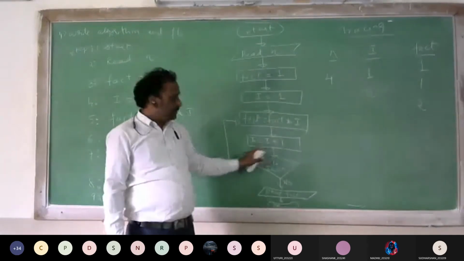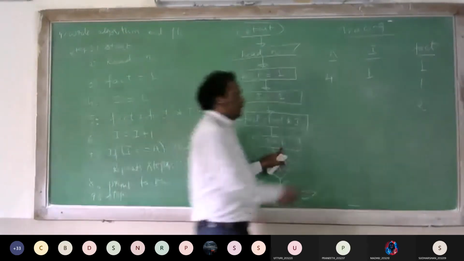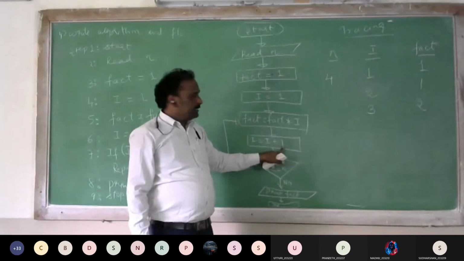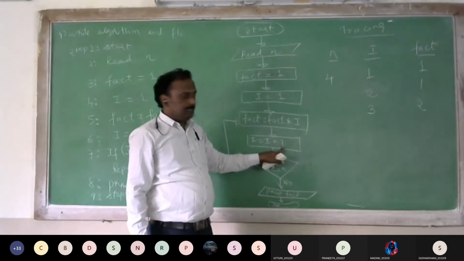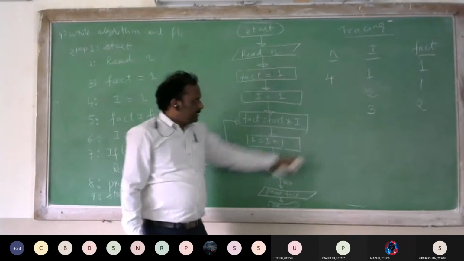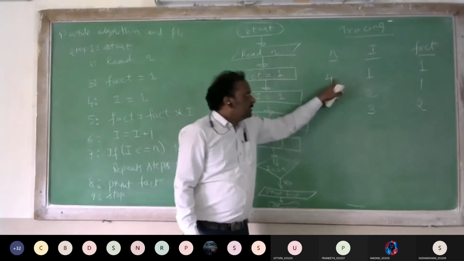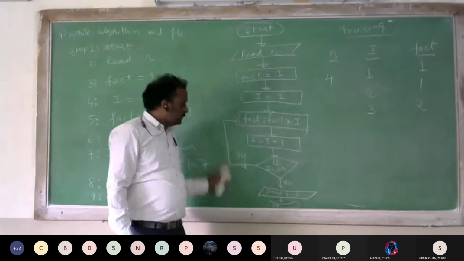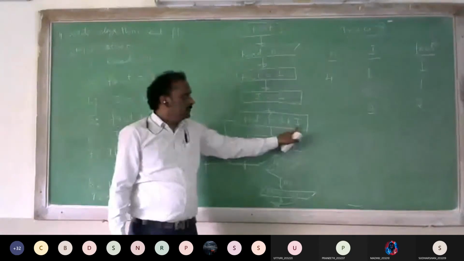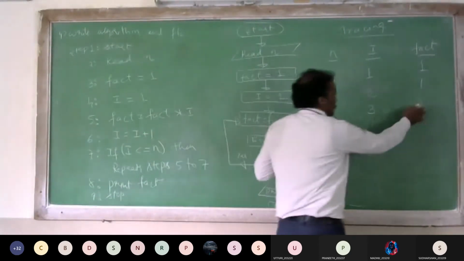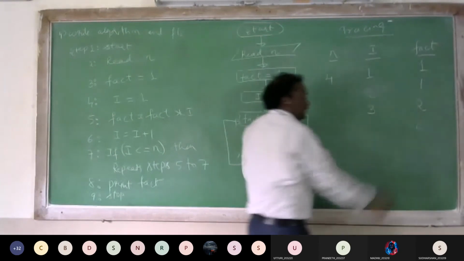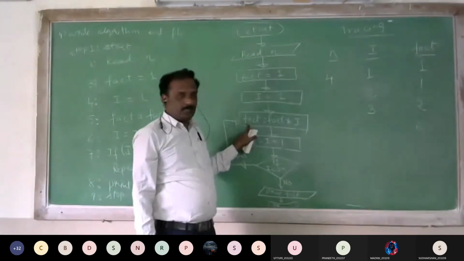Again, get the next number. What is the next number? I is equal to I plus 1. 2 plus 1 is 3. Now, 3 is less than or equal to 4. You can see here also. 3 is less than or equal to 4. Yes means go to this step. Factorial is equal to factorial into I. 2 into 3 is 6. The value of factorial is 6 now.